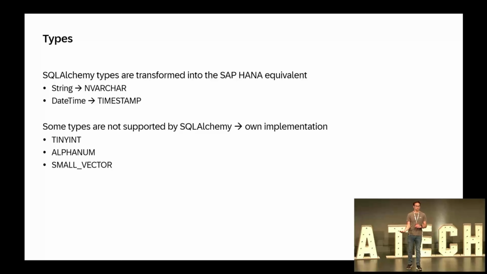These are trivial translations we can just do for the user, but there are also types like tinyint, alphanum, important for ABAP, and also small vector if you deal with vectors, surprisingly. And all of these are supported by sqlalchemy-hana. We just provide the implementation so that you can just use it in your application without taking care of all the details. You can just say string, and we know, okay, that's a varchar. Let's just generate a varchar for the user.